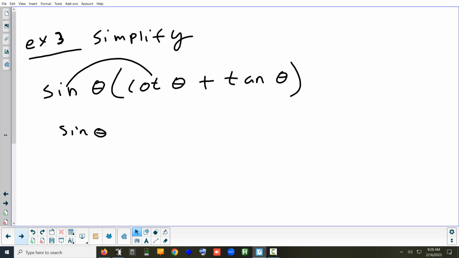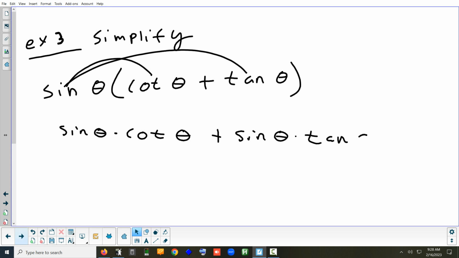So you're going to have sine times cotangent plus sine times tangent. That's how you do it. Okay, now you've done the distributive property. I still don't have any fractions, so I'm not thinking about common denominators yet. But what trick could I use now that we used before? Yep. Okay, yep, we're gonna definitely put some ones in the bottom of some things. And what else are we gonna do?